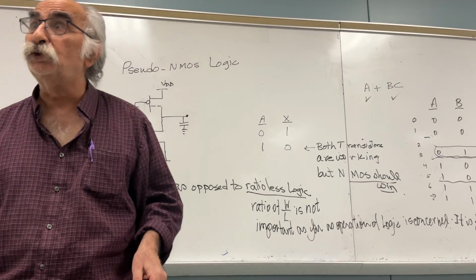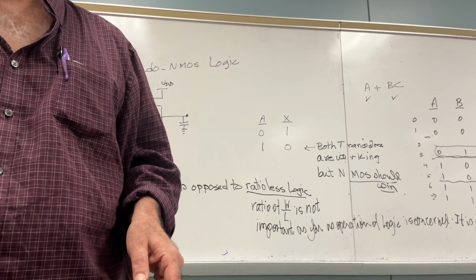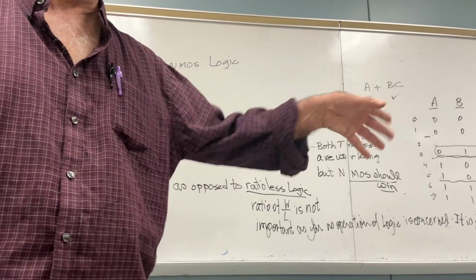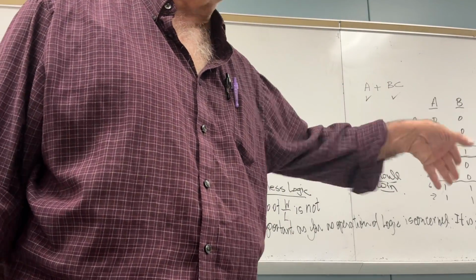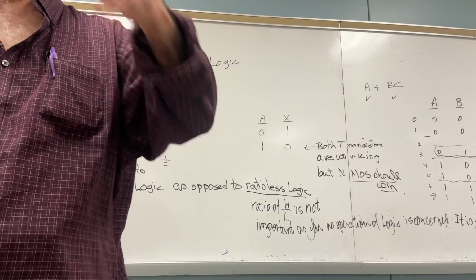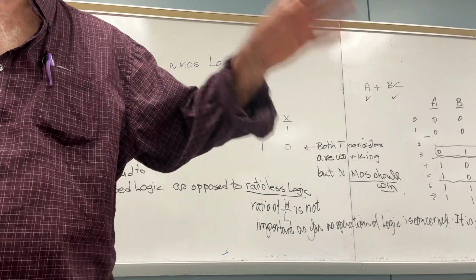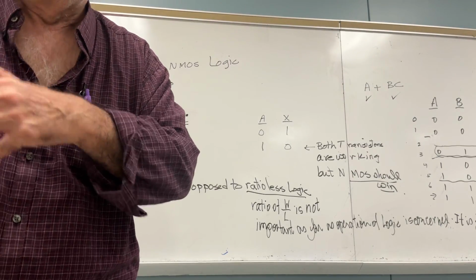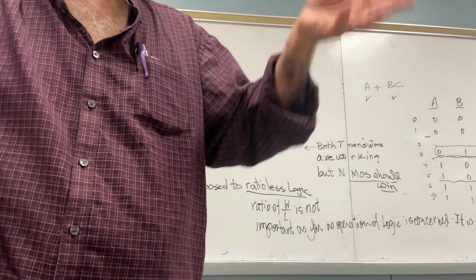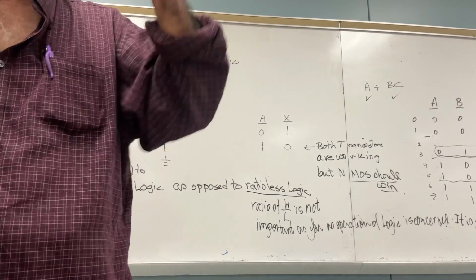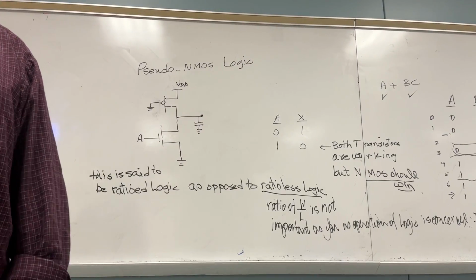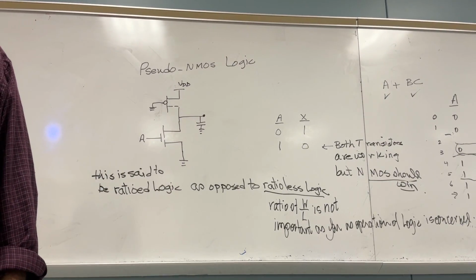Ratioed logic, the choice of W over L matters as far as the operation of the logic is concerned. Clear? Ratioless means whatever W over L you choose, the logic will still work. But the performance might be higher, lower, whatever. The logic still works, it's still an inverter. So this is basically the same as the resistively loaded.